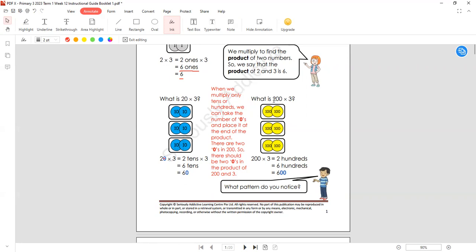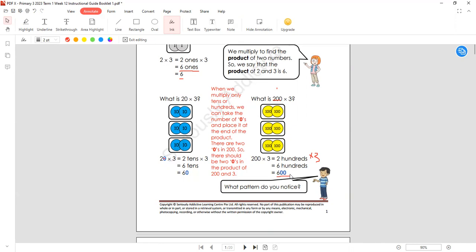Now what about 200 times 3? They learn about the two zeros from place value. 200 is 2 hundreds, so 200 times 3 is 2 hundreds times 3. I think there's a times 3 missing here; not sure whether you have that in your booklets. So that means 200 times 3 will be 6 hundreds, and when you write it in number form, it'll be 600.